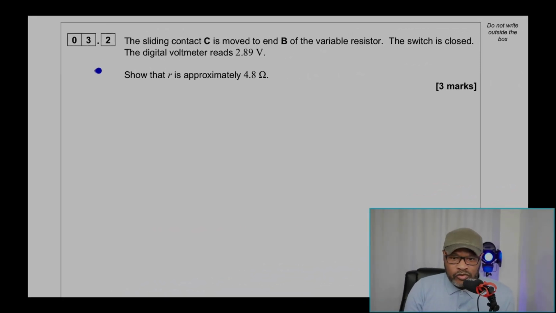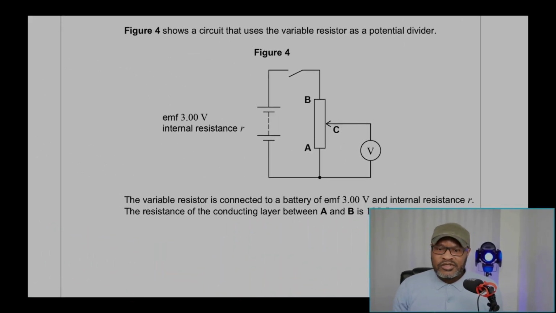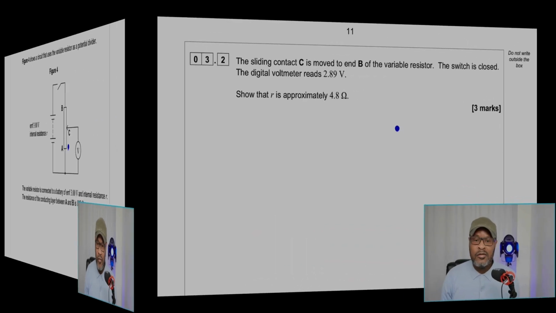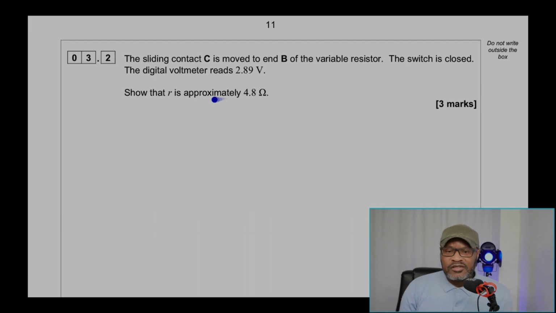Question 3.2. The sliding contact C is moved to end B of the variable resistor. The switch is closed and the digital voltmeter reads 2.89 volts. Show that r is approximately 4.8 ohms. So we're saying that point C has gone to the end here. The whole resistance is 125 ohms. We're trying to find the internal resistance in this case.